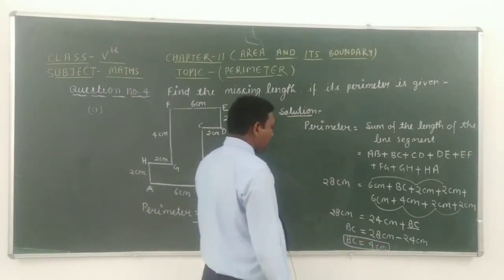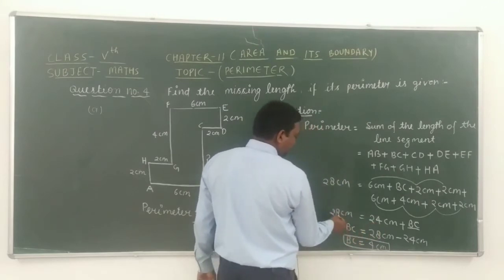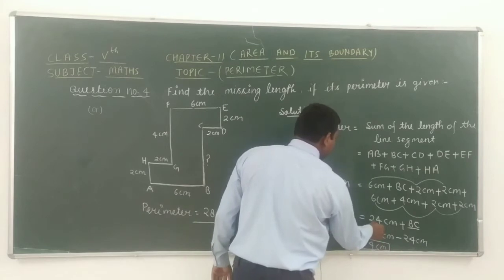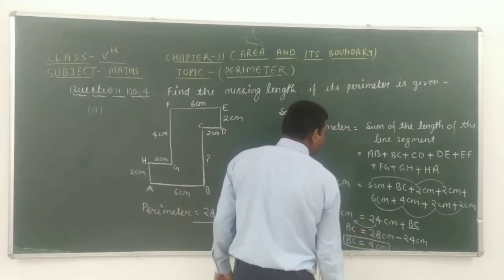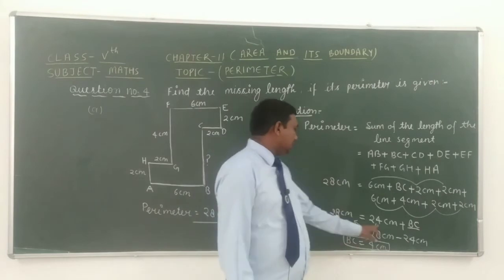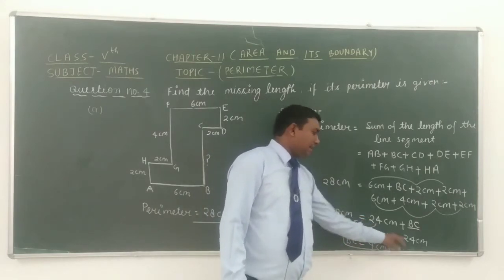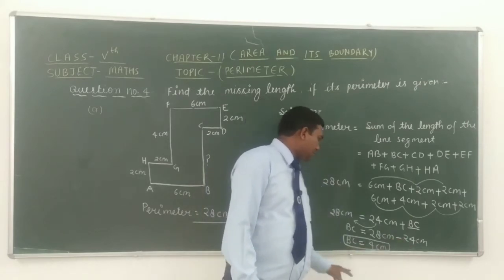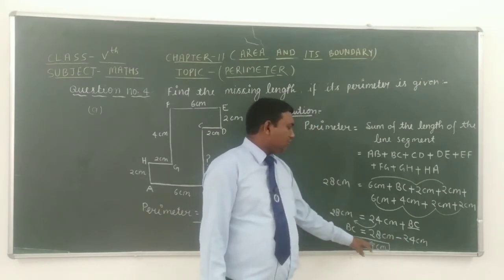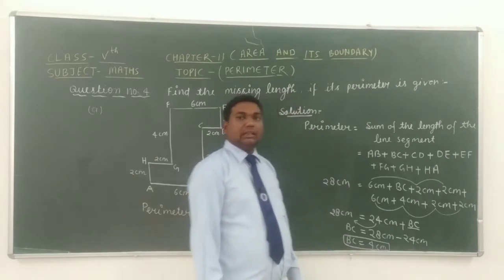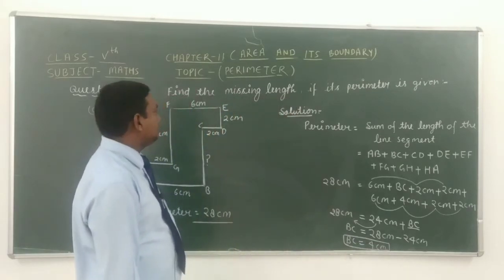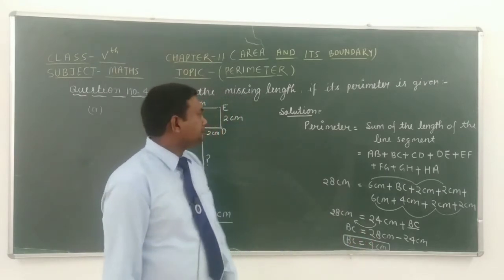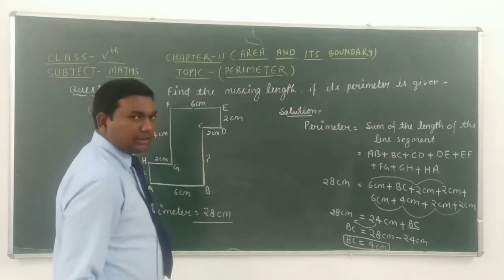Okay, dear students, look at here carefully, here 28 centimeter and here 24 plus BC. It means that if we move 24 to the left side, then we take the negative sign. It means 28 centimeter minus 24 centimeter, then we get BC is equal to 4 centimeter. Therefore the missing length BC is equal to 4 centimeter. Understand, dear students? Okay, now erase this.